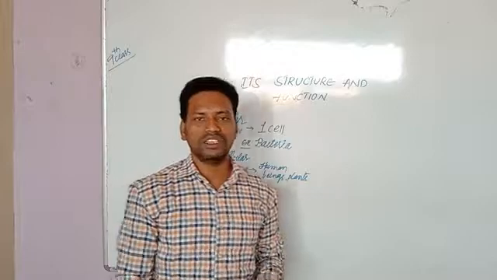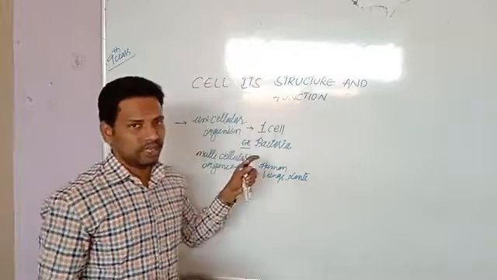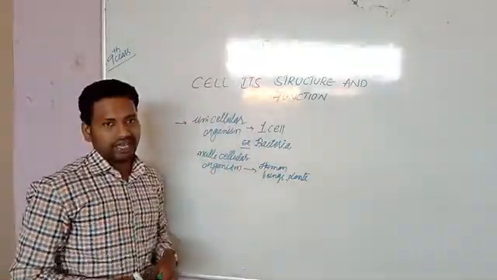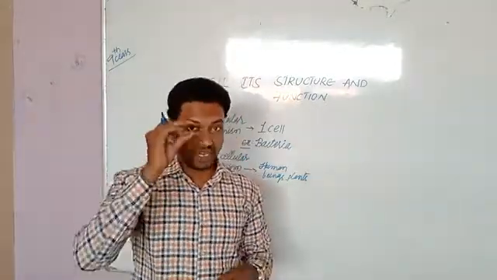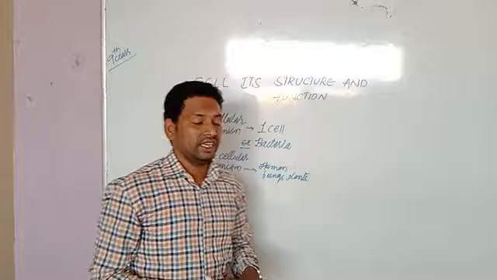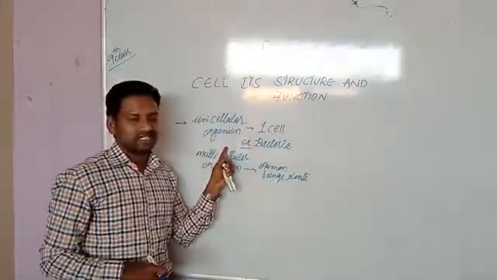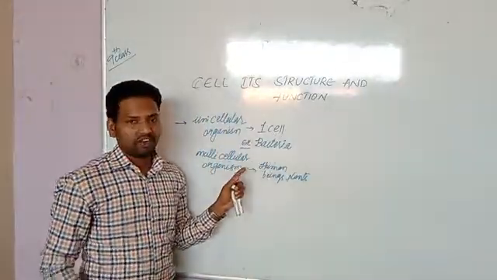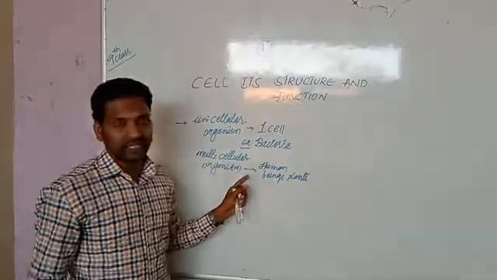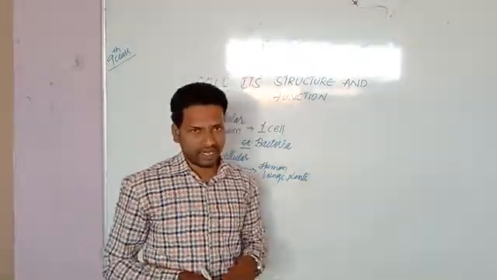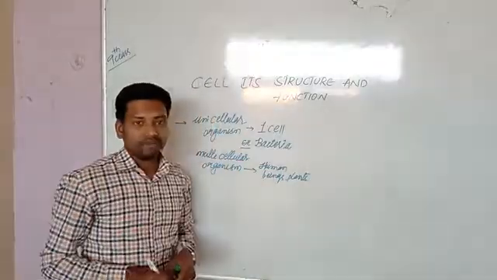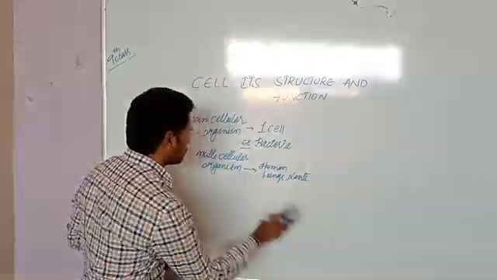These are the multicellular organisms, and we can say easily that unicellular organisms are those which we cannot see with our eyes, and multicellular organisms are those which we can see with our eyes directly. An example for unicellular is bacteria. An example for multicellular is human beings, and all the visible organisms come under multicellular organisms.